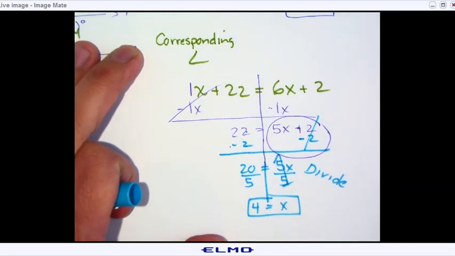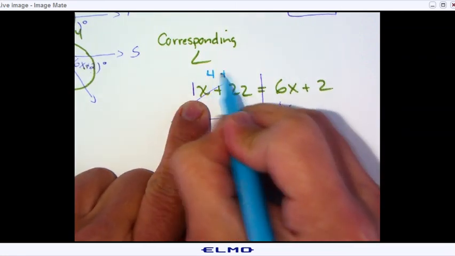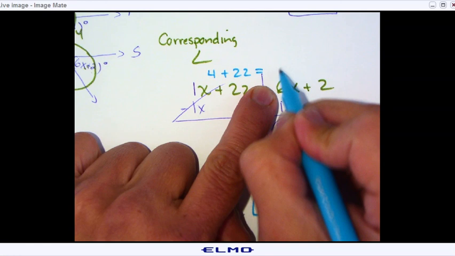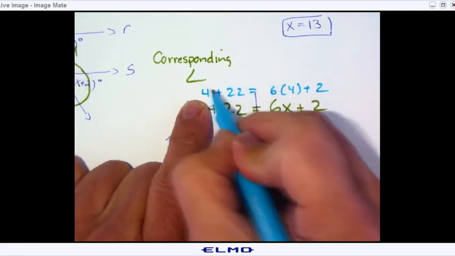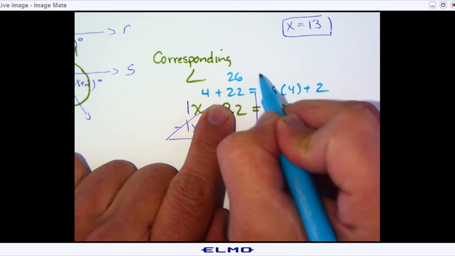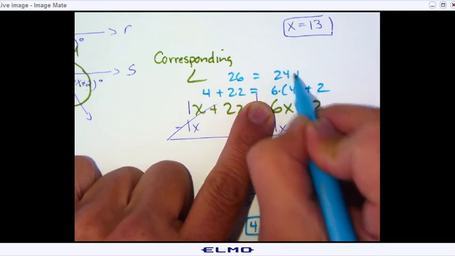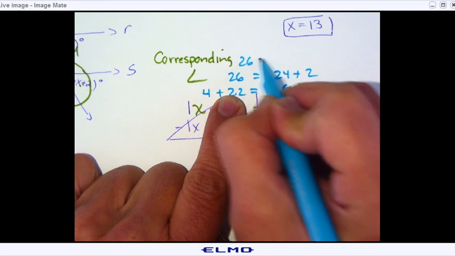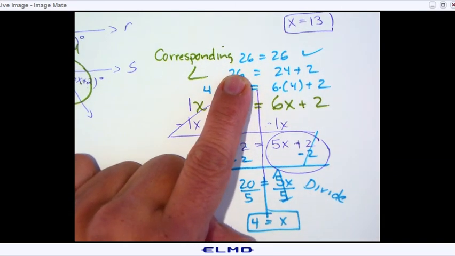What does that mean, mister? Well, if I plug it in, 4 plus 22 is going to equal 6 times 4 plus 2. Let's check it out. What's 4 plus 22? 26. Does that equal 6 times 4 is 24 plus 2? Yeah, 26 is equal to 26. It balances.